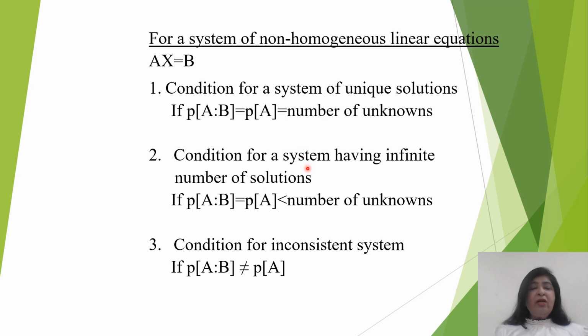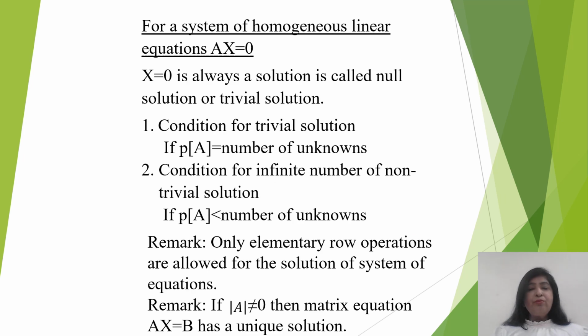Now what is the condition for an infinite number of solutions? If the rank of the augmented matrix is equal to the rank of A, which is less than the number of unknowns, then the system has an infinite number of solutions. Now what is the condition for an inconsistent system? The condition for an inconsistent system is that the rank of the augmented matrix is not equal to the rank of A. So these are the conditions for a non-homogeneous system of linear equations.